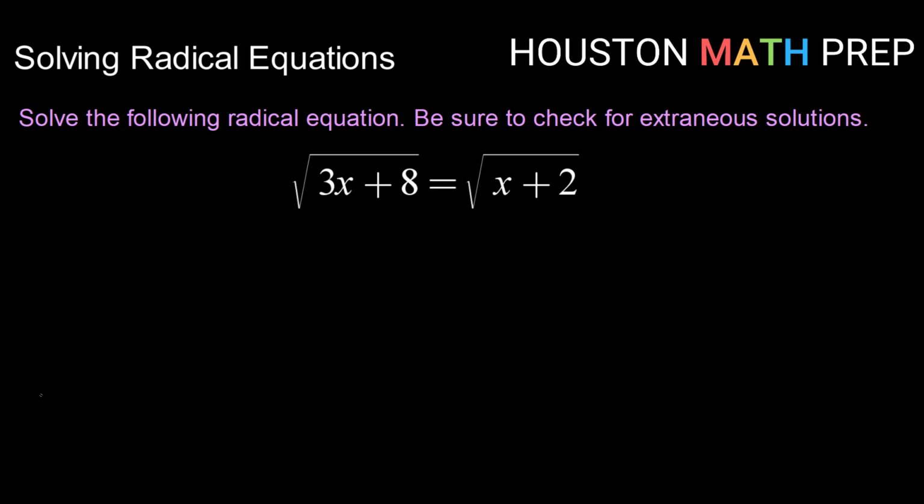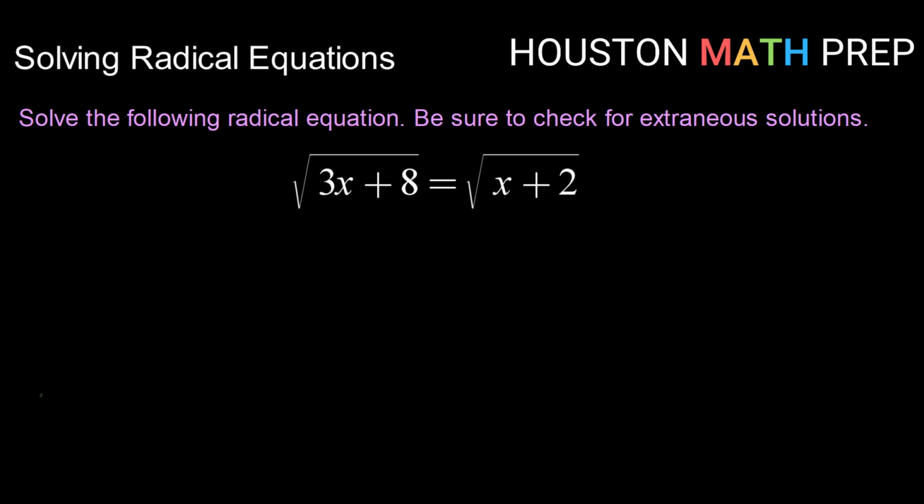In this video, we're looking at more examples of solving radical equations. In this one, we have a radical on both sides of our equal sign. So we have the square root of 3x plus 8 equals the square root of x plus 2.